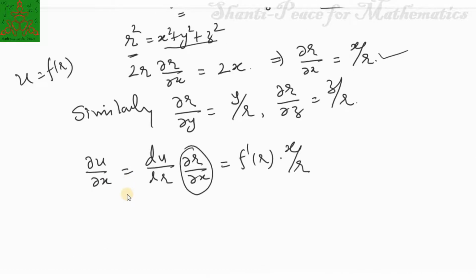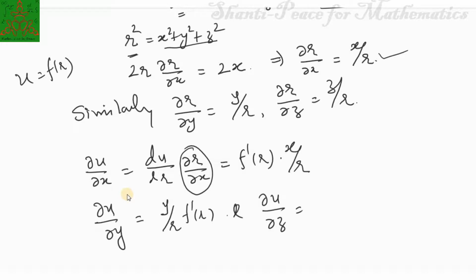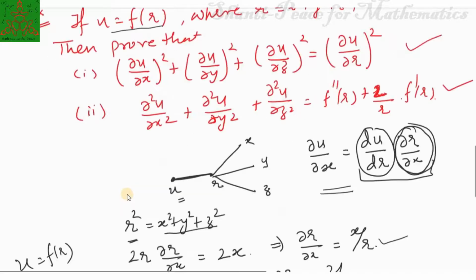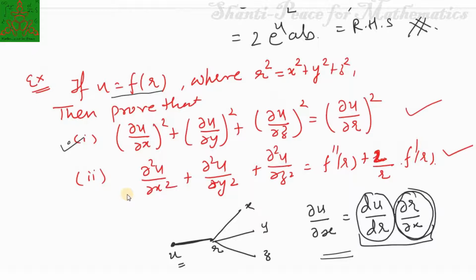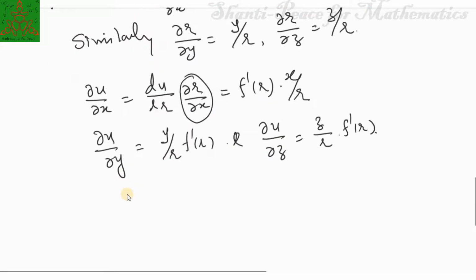And in a similar manner, del u by del y can be obtained as y by r into f dash of r, and del u by del z can be obtained as z by r into f dash of r. Now the question was to compute del u by del x whole square, del u by del y whole square, del u by del z whole square equal to this.